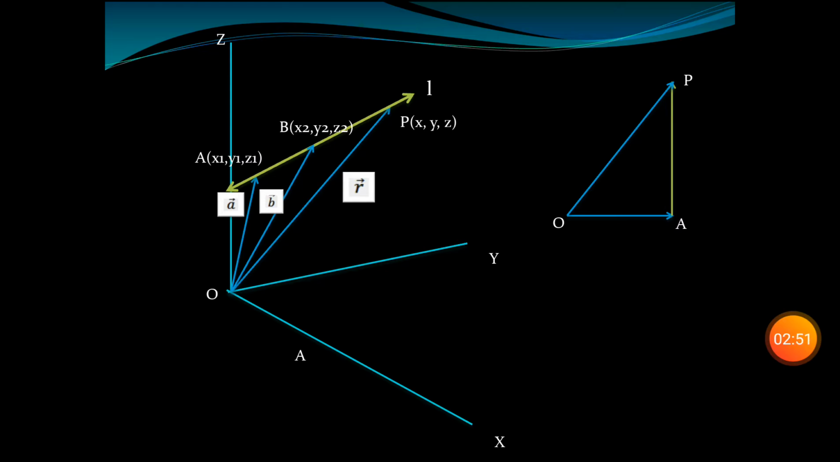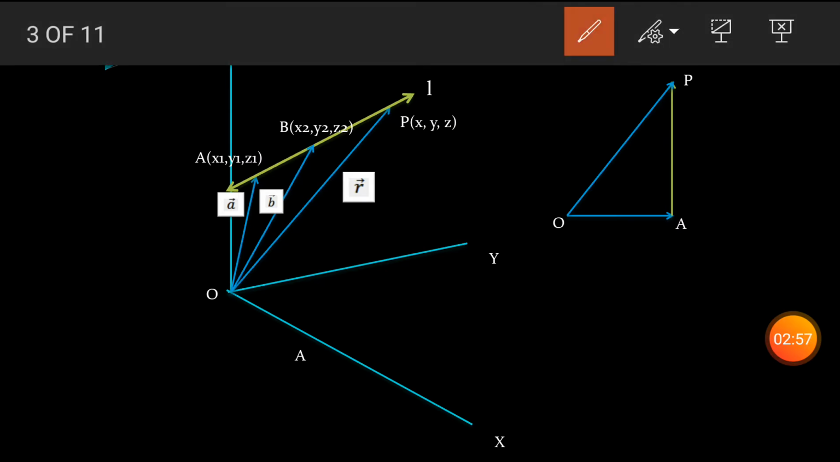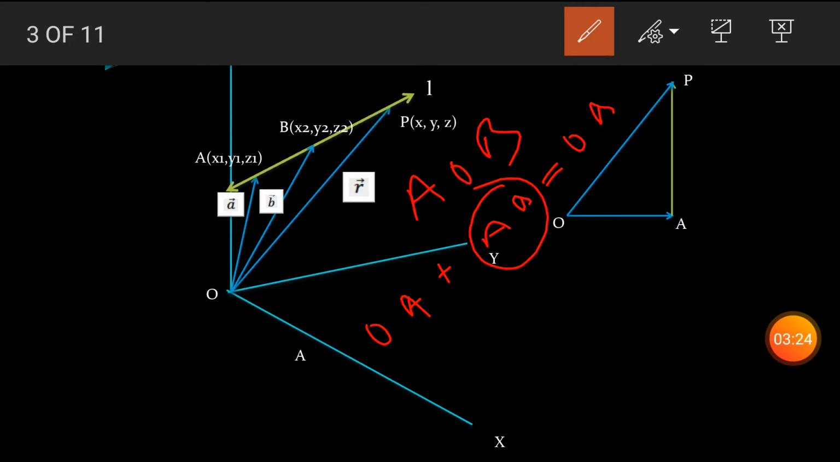Now we have to write the equation of the line. So how are we going to write it? For that we are going to consider the triangles. We are familiar with the triangle law of addition, so we use that law here. First we consider triangle AOB. According to triangle AOB, OA plus AB equals OB. We are familiar with OA, that is A vector, and OB, that is B vector. What is unknown to us is AB, so we get AB as OB minus OA.